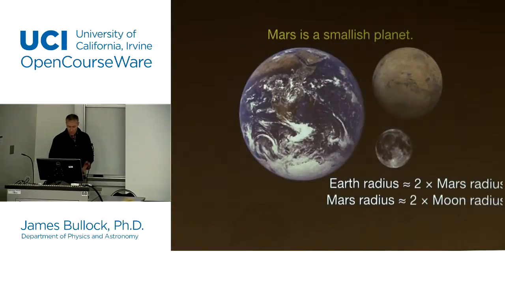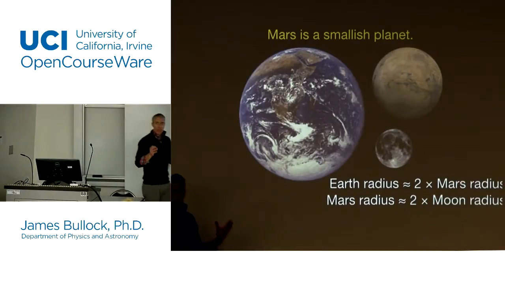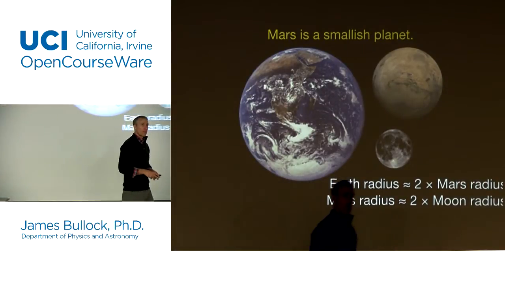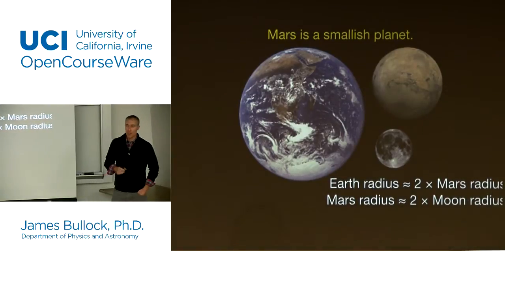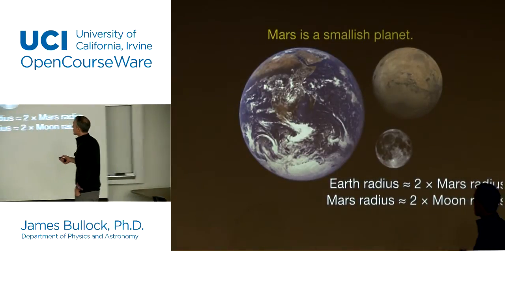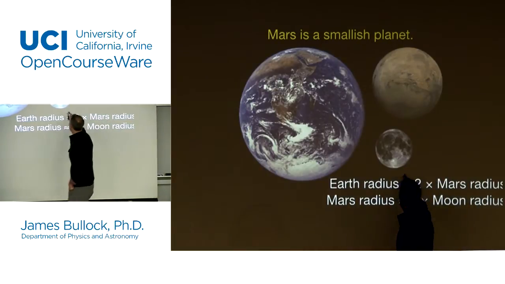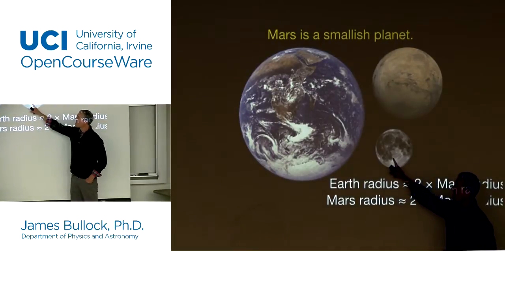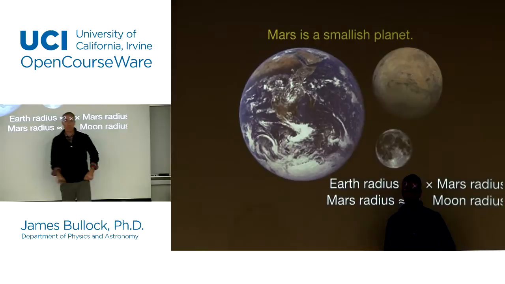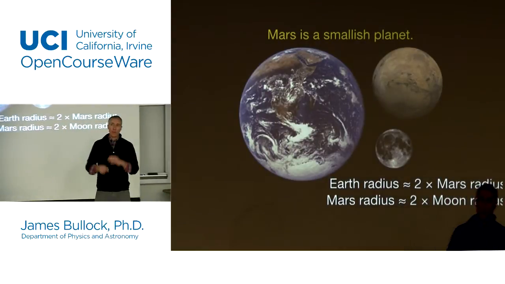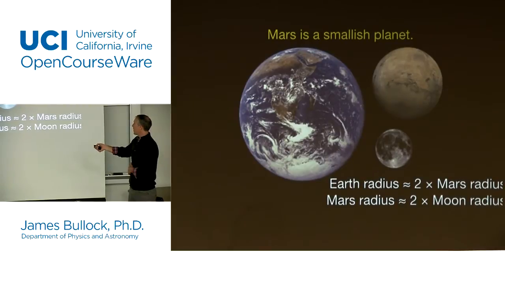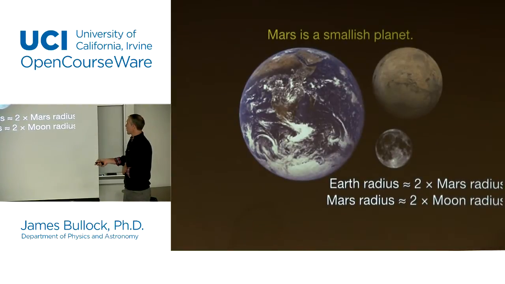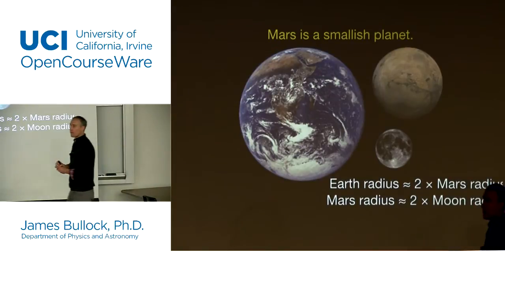So let's step back and remind ourselves where Mars is. Mars is the fourth planet from the Sun. It's a smallish planet. Here is Mars, right next to the Moon and the Earth, and you see that it's a smallish planet, and this has been important for its evolution. It's about half the size of Earth and twice the size of the Moon. So it's somewhere right in between the Earth and the Moon.